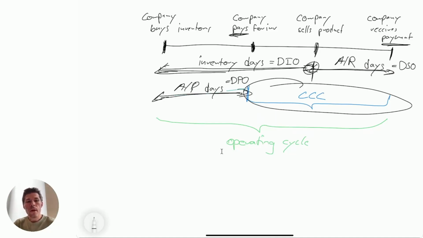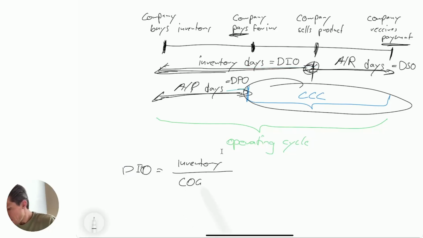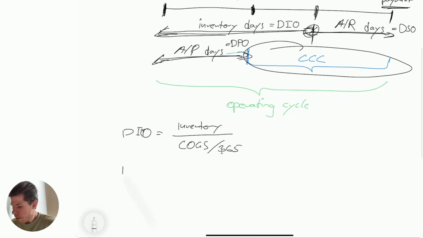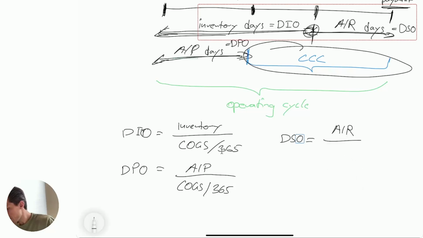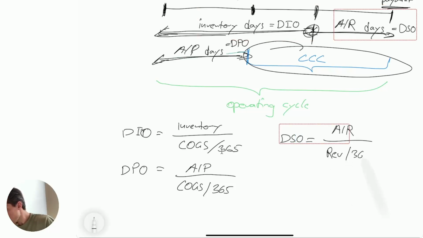And if we go to DIO, it equals inventory divided by cost of goods sold times 365. DPO equals accounts payable divided by cost of goods sold times 365, and DSO equals accounts receivables divided by revenue times 365.